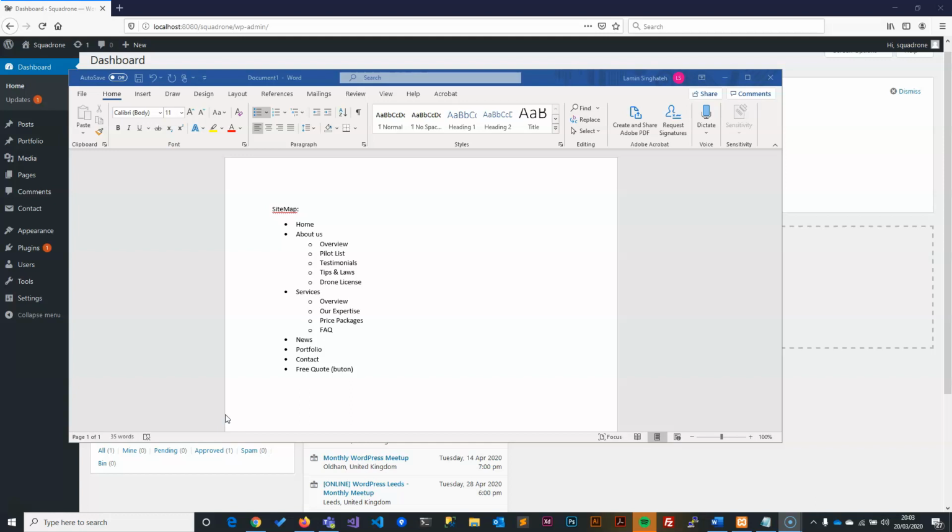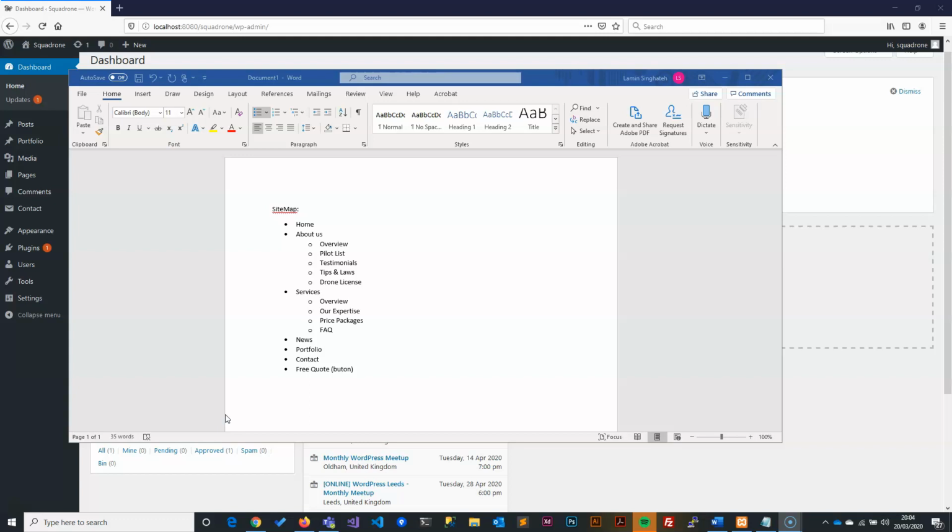A sitemap is basically a breakdown of a website. It helps anyone understand what pages are involved on the site. So it's important for us as developers or as WordPress designers to have this sitemap as well, because it gives you an idea of how many pages are involved and which pages are interlinked with each other.